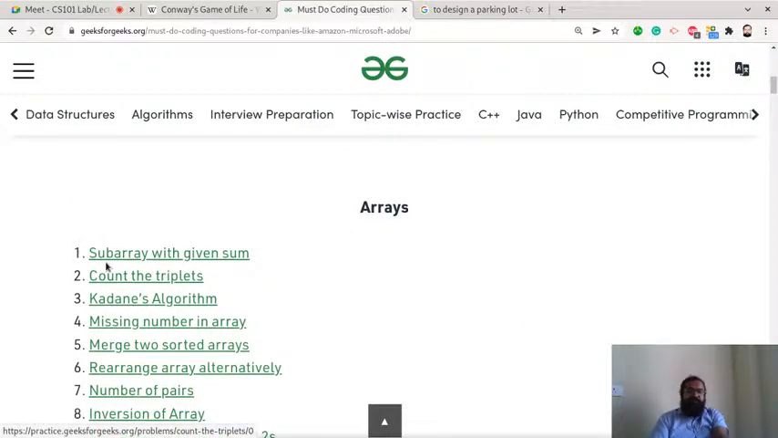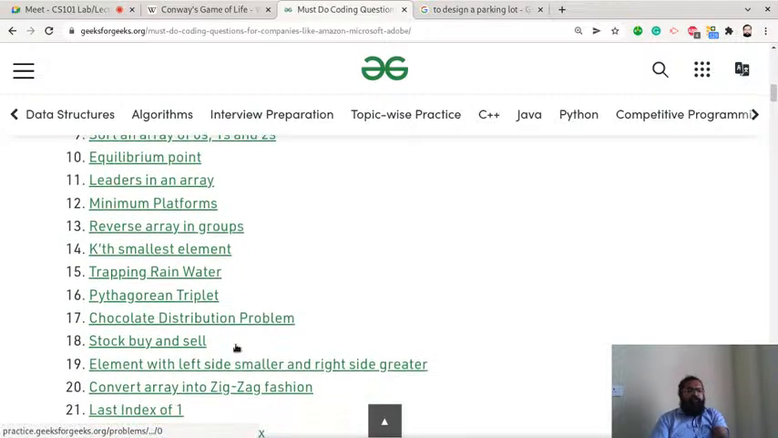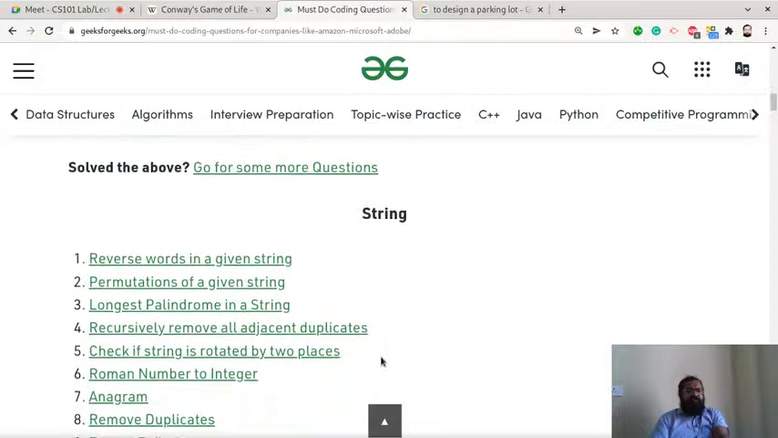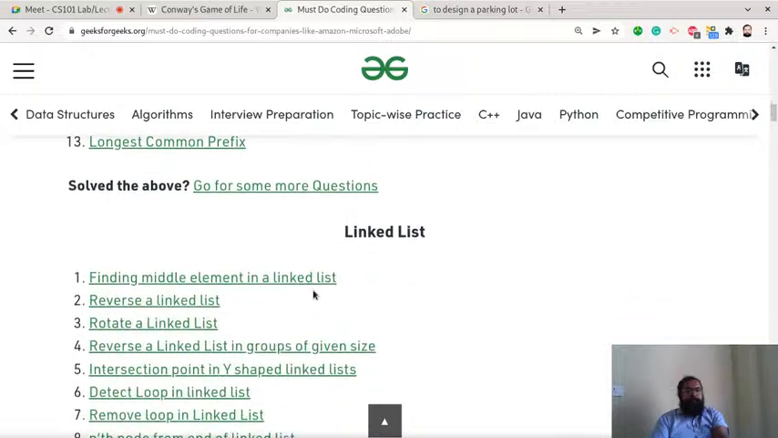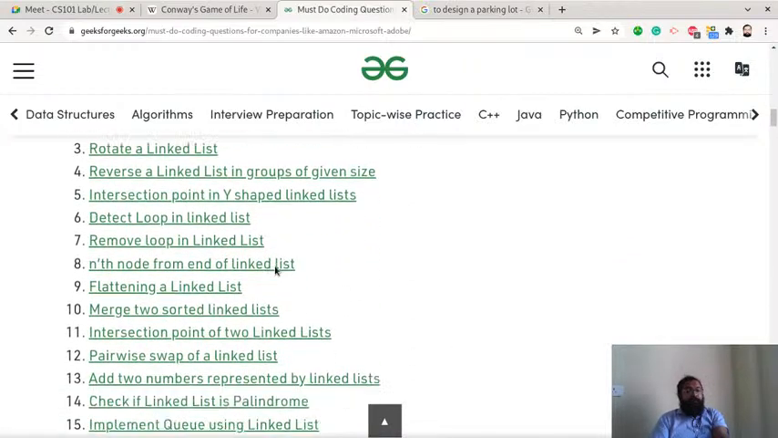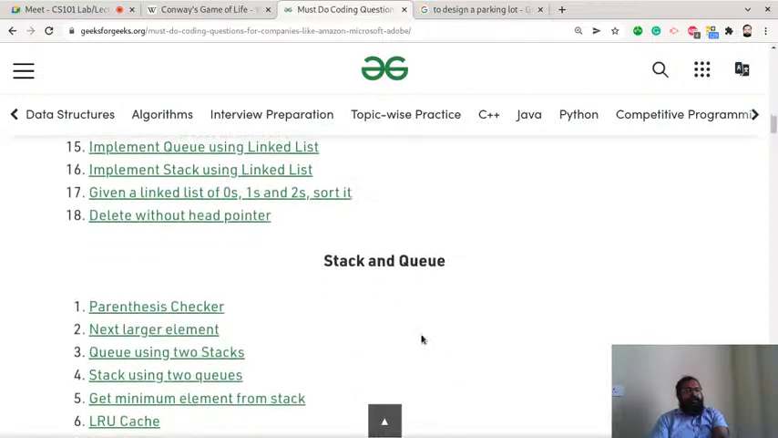Like, there are questions, subarray with given sum, that could be very simple. Count the triplets, again probably simple. Kadane's algorithm, of course, we have to know what the algorithm is. Then if you go further and further, you will see more different questions with strings, with linked list. And in the linked list itself, delete without head pointer, implement stack using linked list, implement queue using linked list, check if linked list is palindrome.